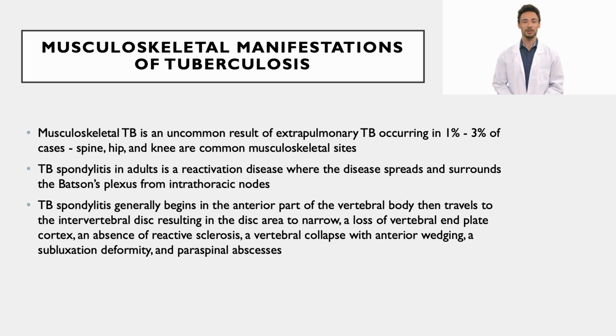Although musculoskeletal TB is not common, occurring in only 1% to 3% of extrapulmonary TB cases, it is essential to recognize its potential impact. Key areas for TB arthritis include the spine, hip, and knee.